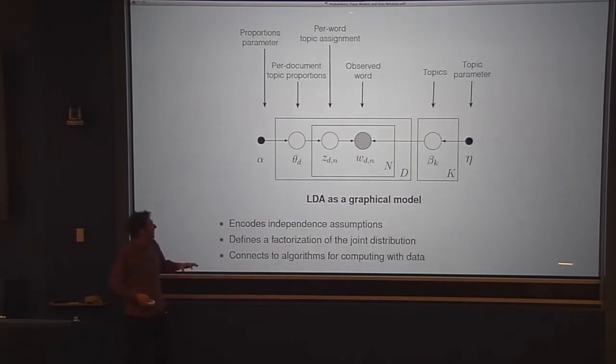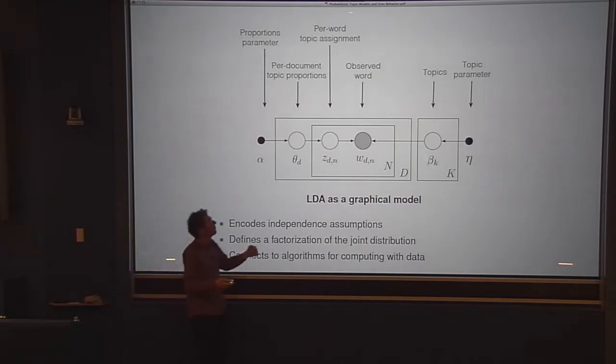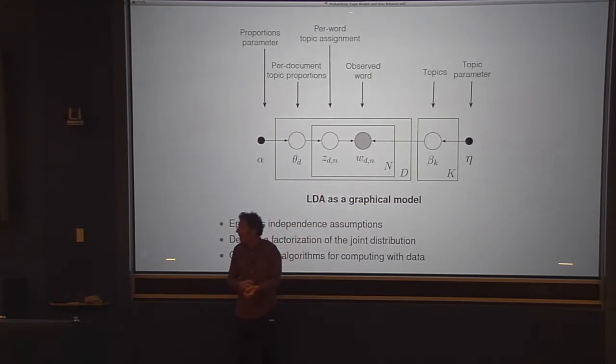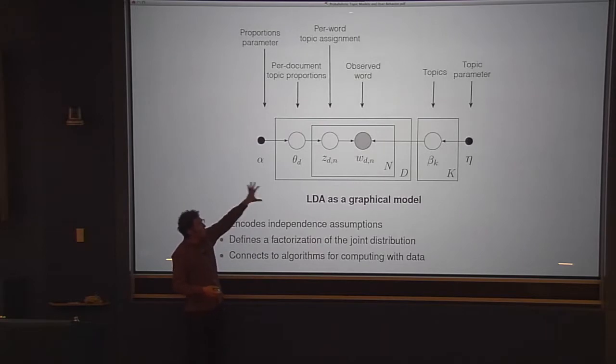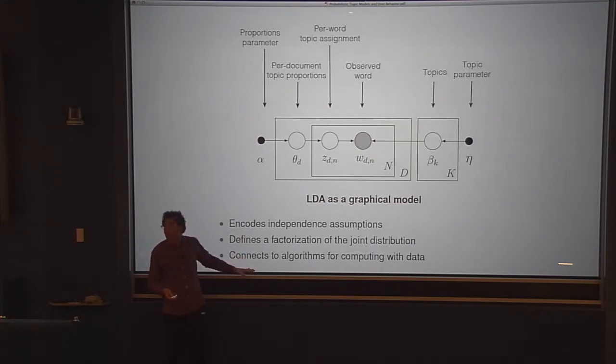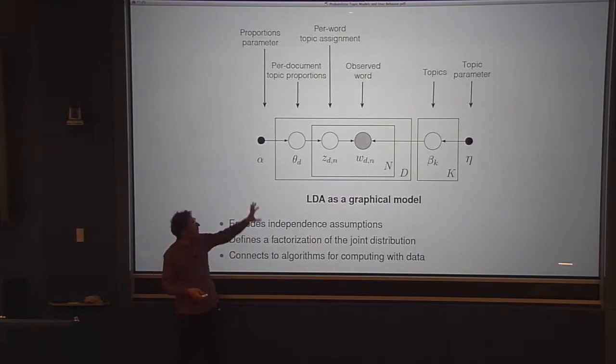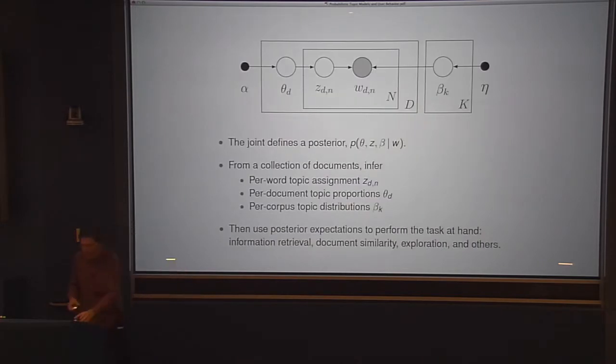What's nice is that this graphical model encodes a formal factorized probability distribution over hidden variables and observed variables. All that's observed are the words of the documents and how they're organized into documents. Everything else is hidden structure that we want to uncover. So this describes formally a factorized joint distribution over hidden and observed variables, and it connects to the algorithms we need to compute the hidden variables, to estimate what the topics are, the topic proportions, and so on. So that picture I showed you in the beginning is encoded as a graphical model like this.